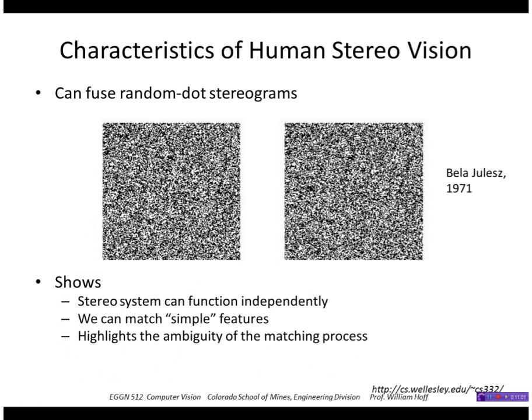Another thing that we can do is look at experiments involving random dot stereograms. These are images that are identical except for a horizontal shift between them. And we can fuse these to see a surface quite vividly. So this shows that the stereo vision system can function independently. We don't need any other clues like shape or color or movement to do stereo. But it also shows that there's a lot of ambiguity in matching points here. A black dot here looks like many black dots here, and so that highlights the difficulty in matching them.